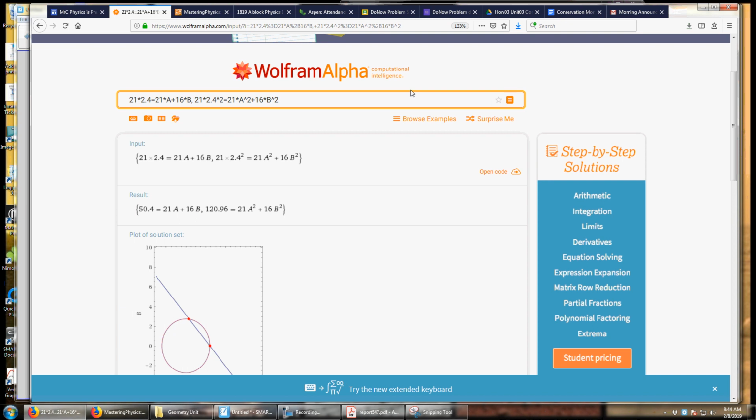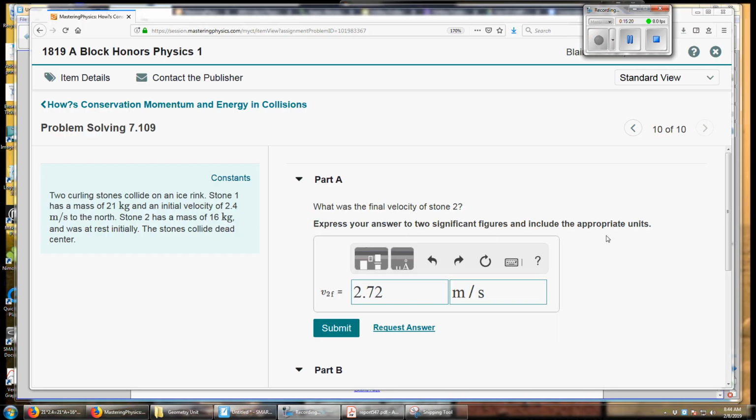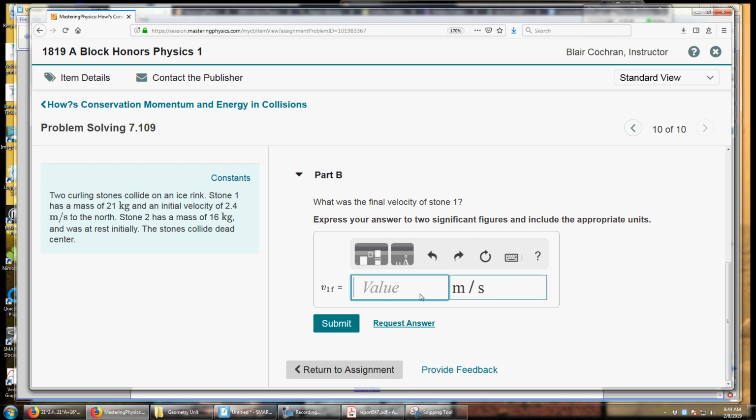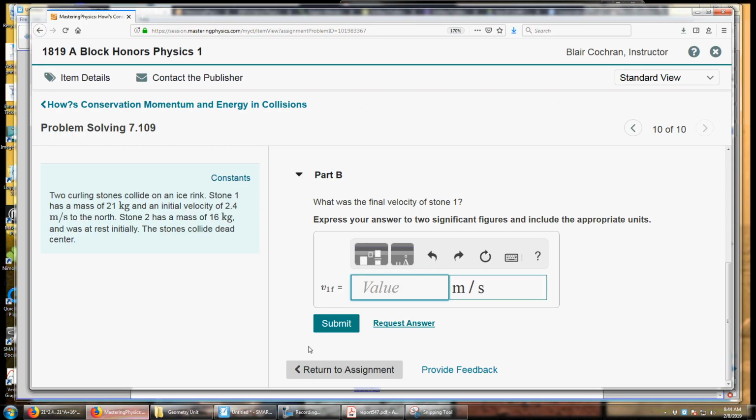So check yours, I'll check mine. We'll see how we come out in the end here. So be careful when you're entering your answers. They want stone 2 first, and then stone 1. 3, 2, 4. Oops, they only want 2 sig figs, so I don't want it to yell at me.